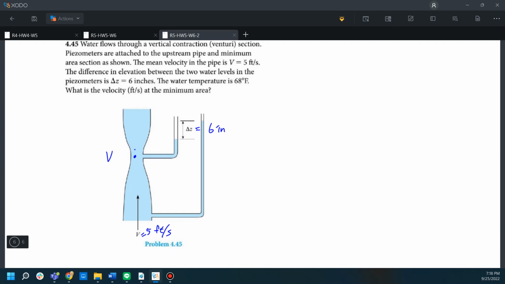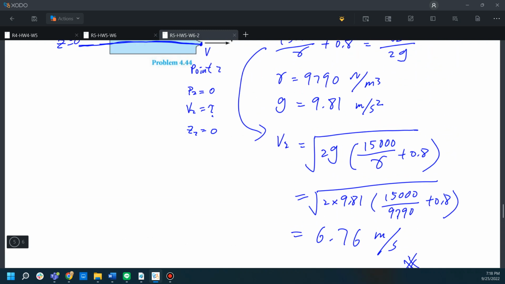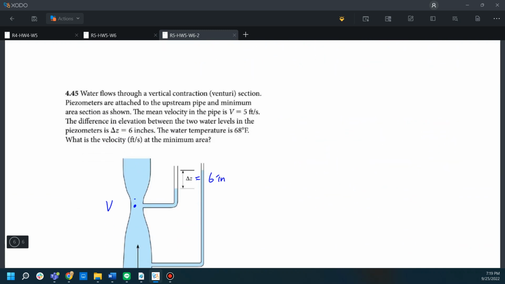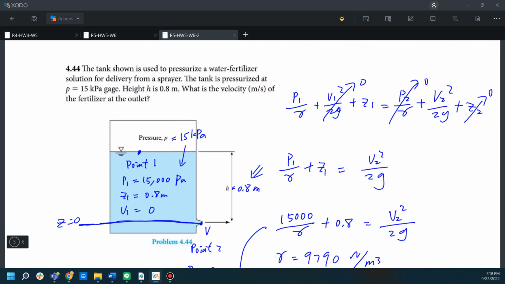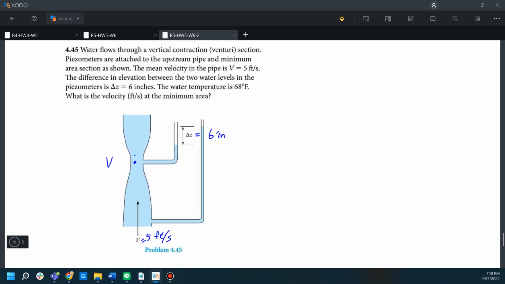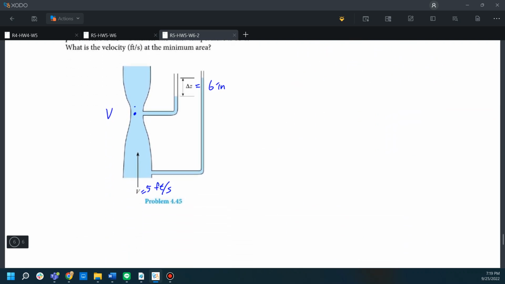Okay, so similarly, we will need to apply the Bernoulli equation. However, this time I'll write the Bernoulli equation in a different form in order to apply the information from the piezometer. So basically, what I'm going to write will just move this gamma from the denominator into the numerator. Okay? So it will look like this.